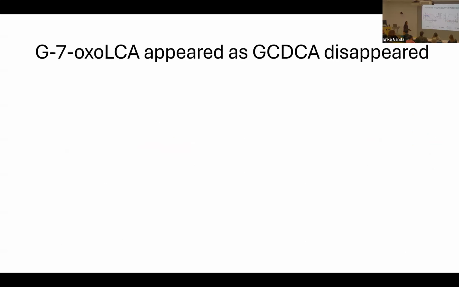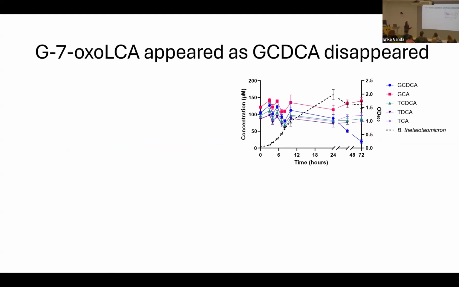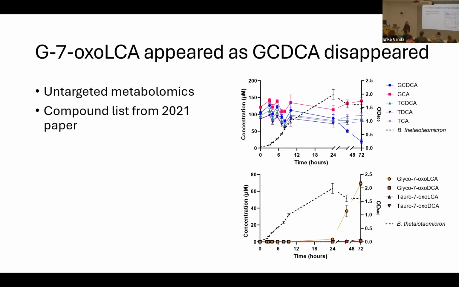And so I went back into my data and saw that as GCDCA disappeared, G7-oxo-LCA appeared. And so if you can remember back to my 2021 paper, I said that I made a compound list where I determined the mass of every single primary and secondary bile acid that we had with every single amino acid that was available, and had just like this long list of hypothetical bile acids. I was able to just kind of look through those and see that glycine 7-oxo-LCA at the correct mass and expected retention time was in our samples.